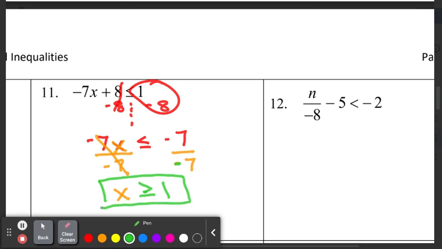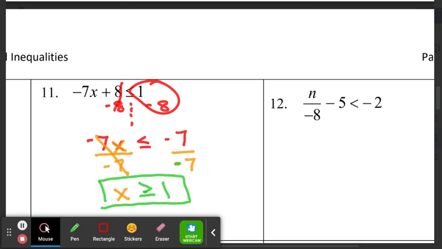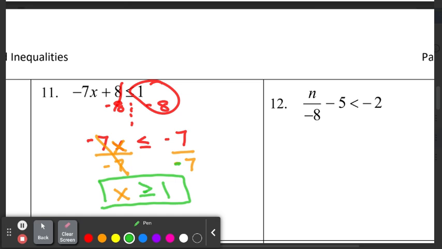For this, we're just practicing our steps, so I am going to skip graphing on a number line. On your homework, you will have to graph these on a number line. Number 12, n divided by negative 8 minus 5 less than negative 2. So remember, we're dividing by a negative there. I'm not going to use that first. I'm going to get rid of this minus sign. Plus 5 on both sides.